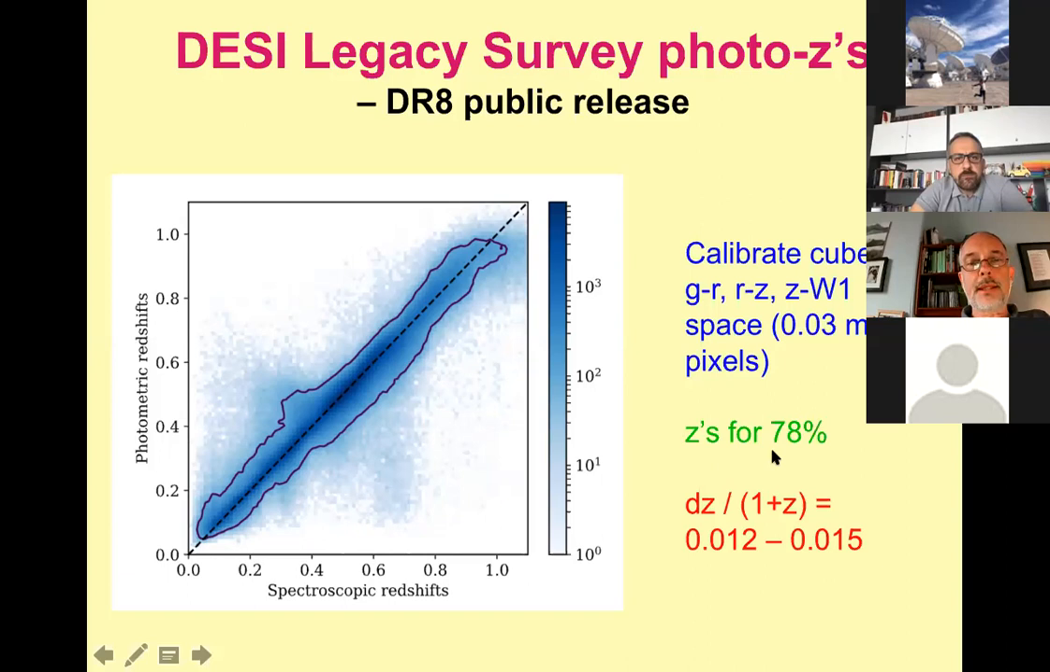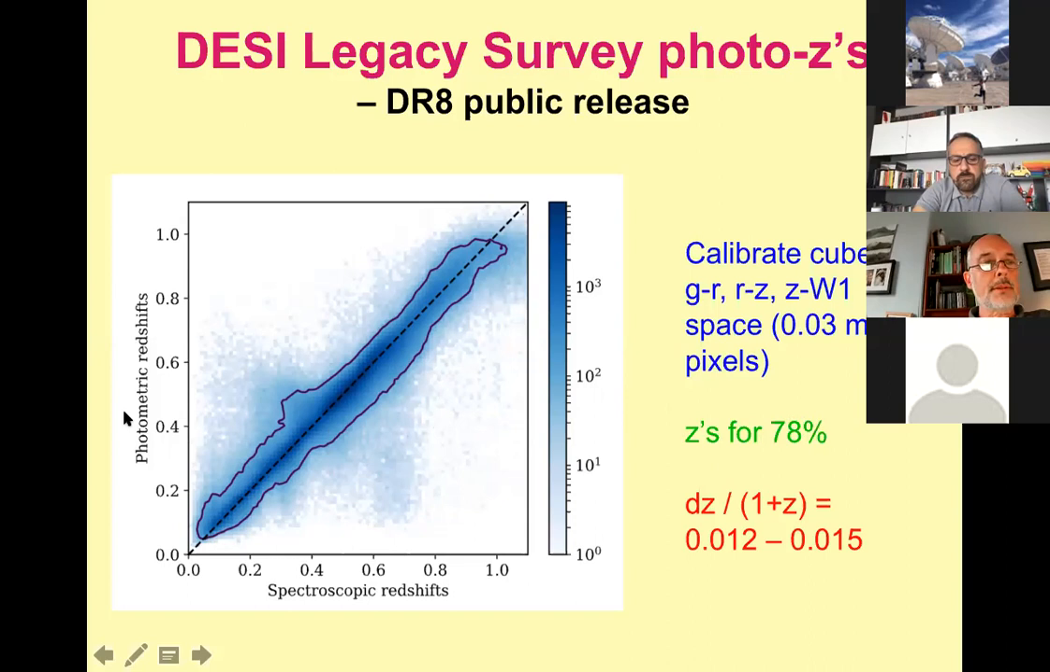78% of the pixels in this 3D space where we had objects in the actual DESI survey, we could calibrate. So you basically make some cuts, you throw away galaxies in extreme regions of color space that are not well calibrated. And for the rest, you assign the average redshift to the spectroscopic data. And it works beautifully. There's a photometric estimate against spectroscopic redshift.